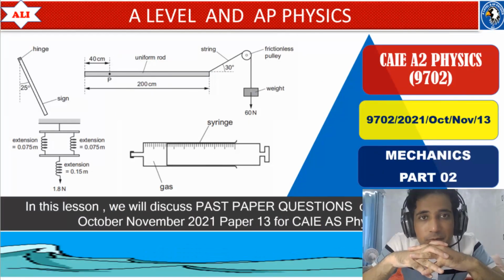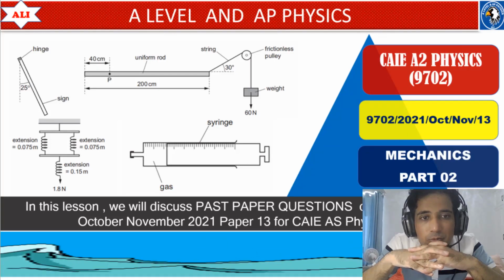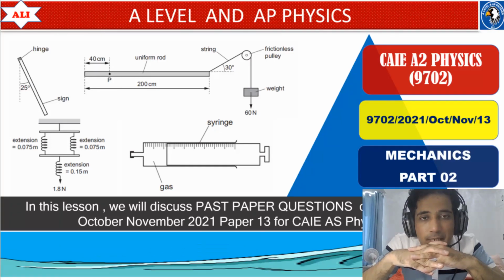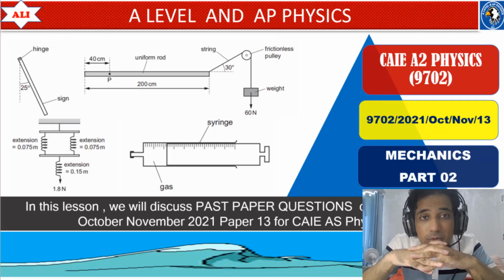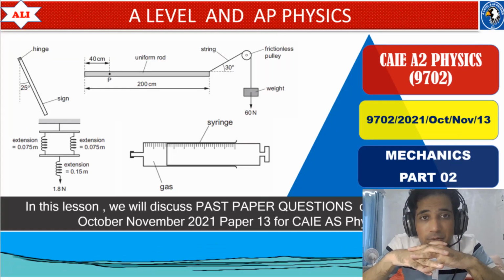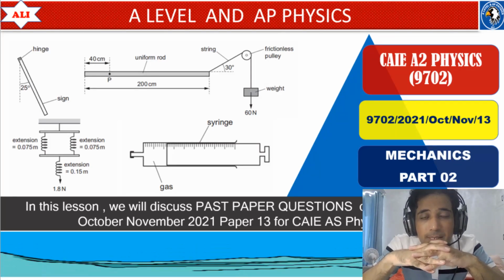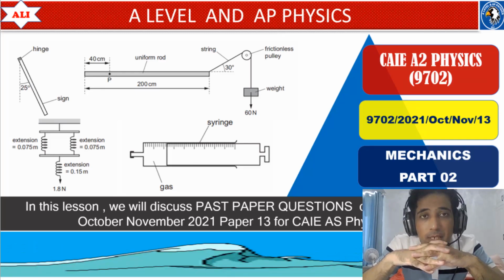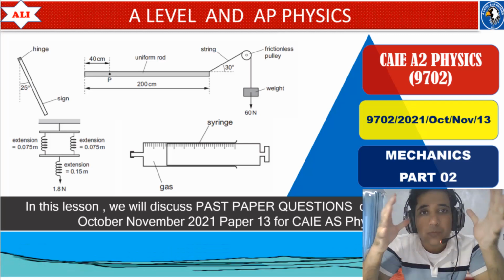In today's lesson, we will discuss past paper questions on mechanics from October-November 2021, paper 1. In the last class, we discussed question 1 to question 10, and you can find the solutions of those questions in mechanics part 01. In today's class, we will start from question number 11, and we will try to improve our conceptual understanding of mechanics by solving past paper questions. Let's study together. Let's improve together.